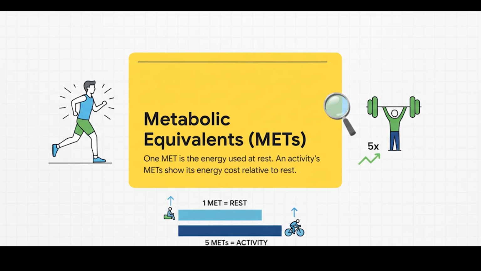Our third tool for measuring intensity is metabolic equivalence, or METs. Here's the easiest way to think about it. 1 MET is the amount of energy your body uses just sitting still doing nothing. So if an activity is listed as 4 METs, it means it takes 4 times as much energy as resting. It gives us a really objective, scientific way to compare different activities.